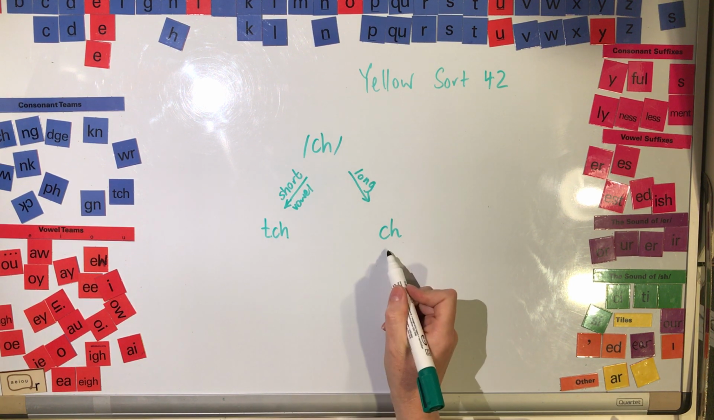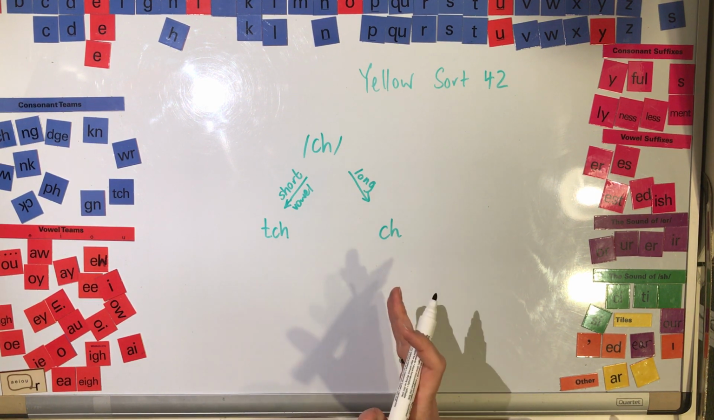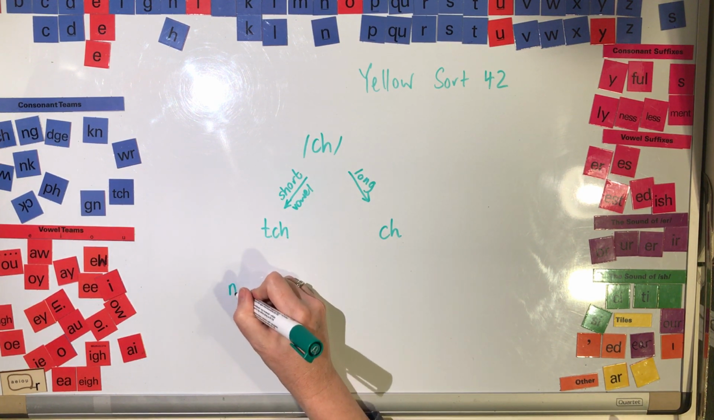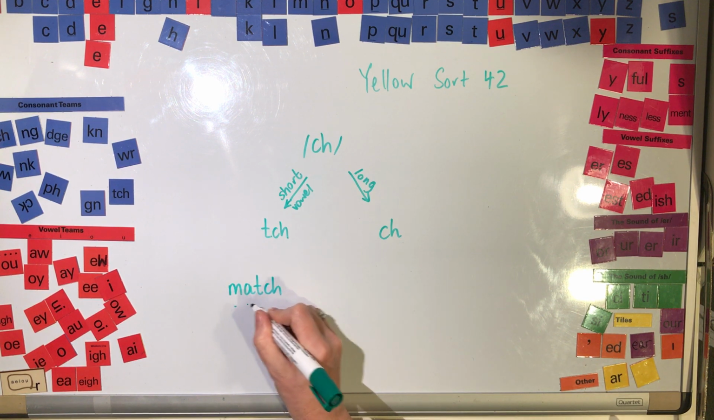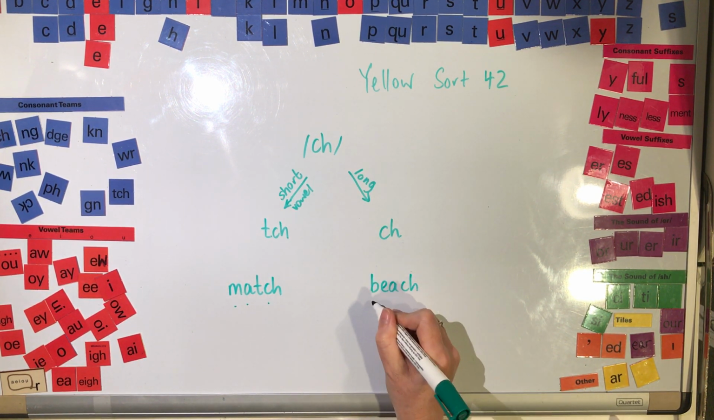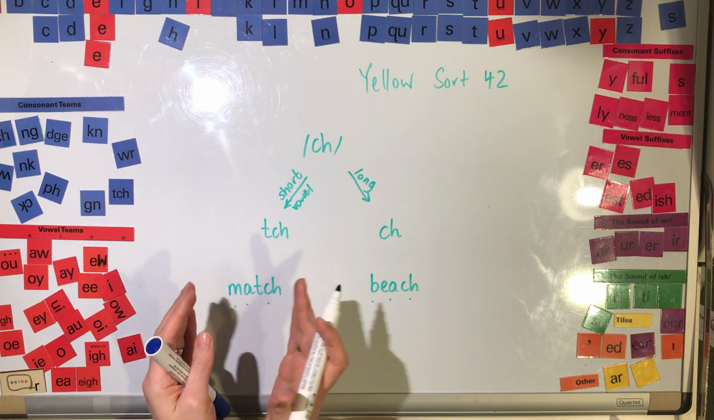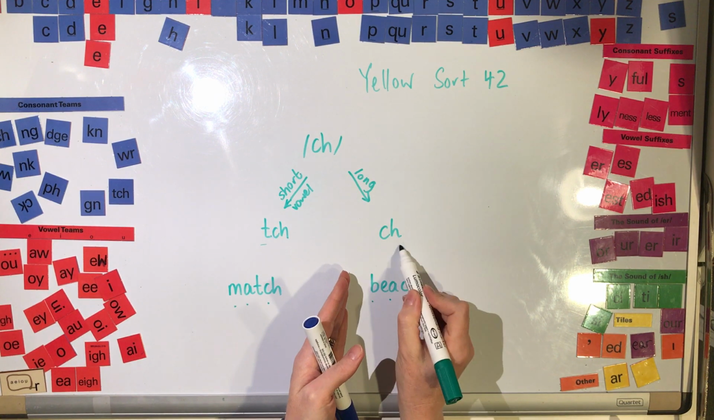So, beach. Let's take a word like match. Oh, that was a great match on the weekend. M, A, TCH. That's a short vowel, so that means we write it on this side: M, A, TCH. This one was B, E, CH. So that's the first teaching point: with a short vowel we go to the longer ending, and with a long vowel we go to the short ending.